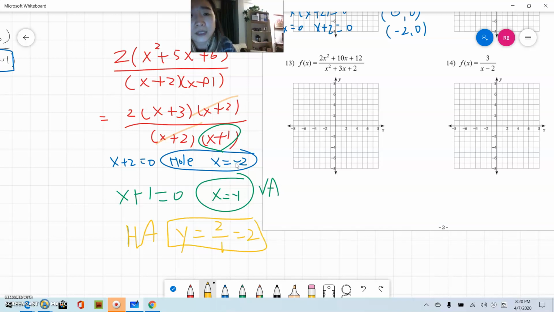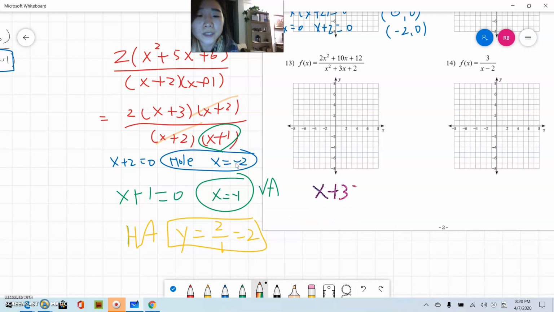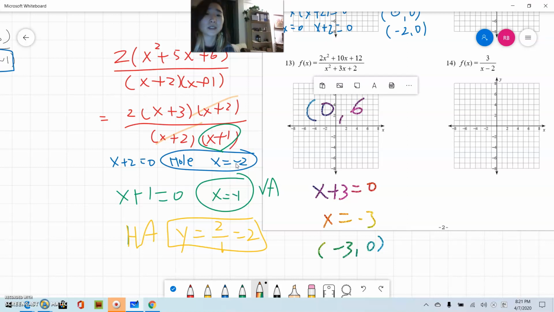Okay. Let's continue to find the zero. After you cancel stuff out, you only have x plus 3 equals 0 left. So x equals negative 3. So negative 3, 0 is my x-intercept. Finally, y-intercept is when you plug in 0 into all the x. So then 0 comma 12/2, which is 0 comma 6, is my y-intercept. My computer is going crazy.